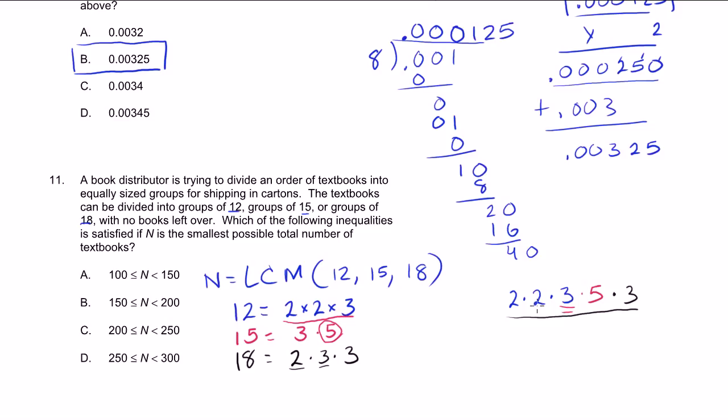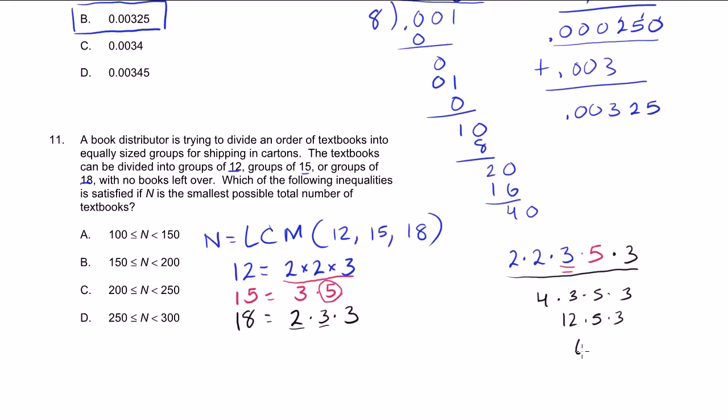See, 2 times 2 is 4, times 3, times 5, times 3. 4 times 3 is 12, times 5 is 60, times 3, which is equal to 180. So that is the smallest total number of books, the least common multiple of these. And that means that's choice B. 180 is between 150 and 200.